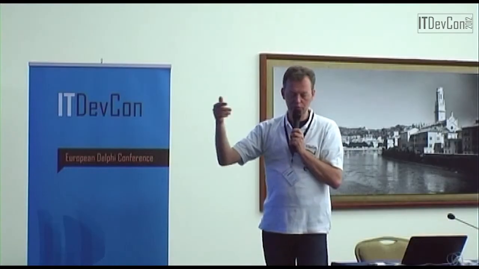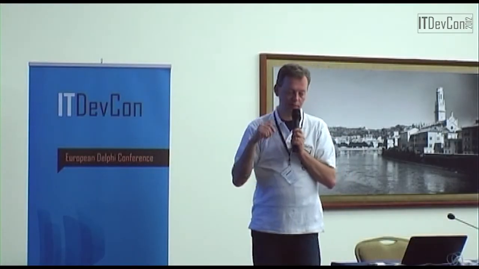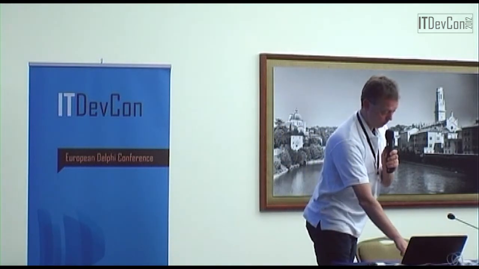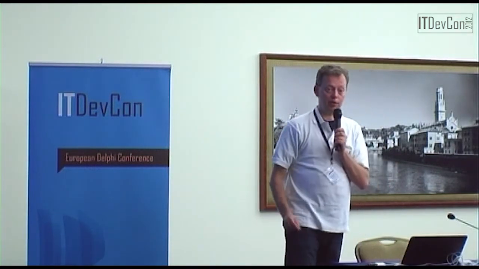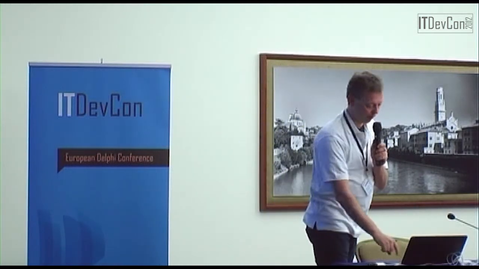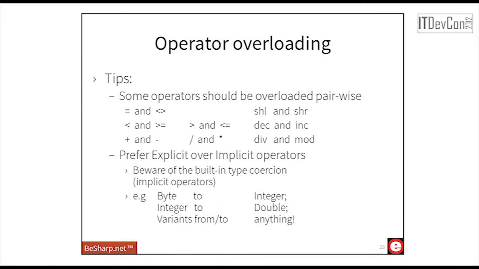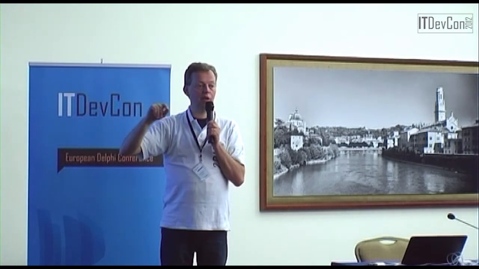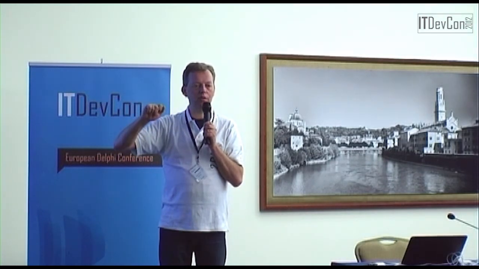This is very important for conversion operators like the implicit and the explicit conversion operators. Be very careful with implicit operators. I'll follow up on that a little bit later. Most operators you want to overload pairwise. So you want to overload add and subtract at the same time. The compiler does not enforce that, but it's wise to do it that way.